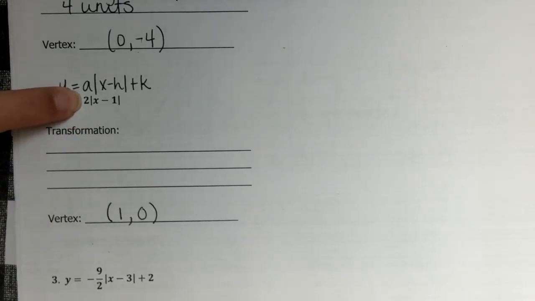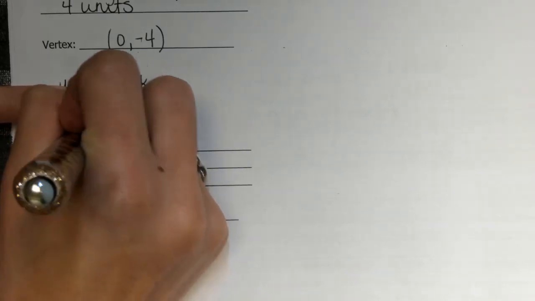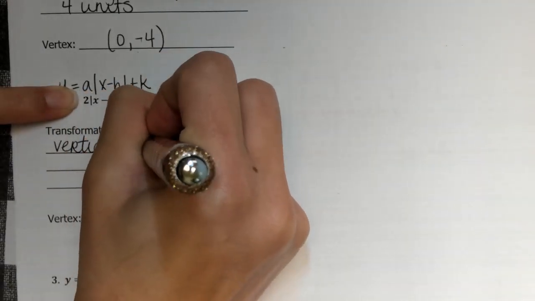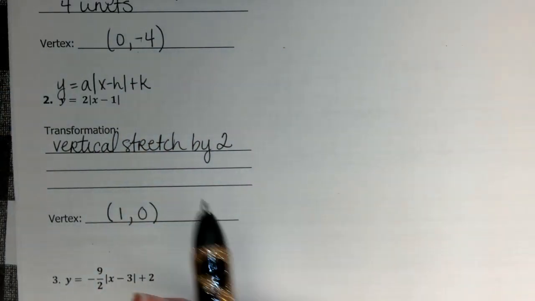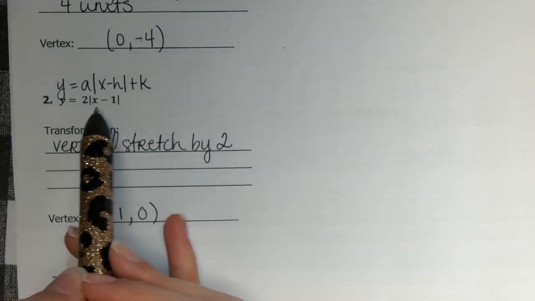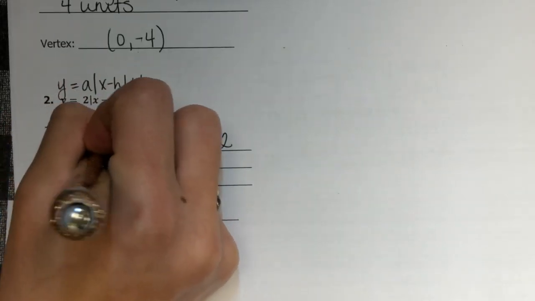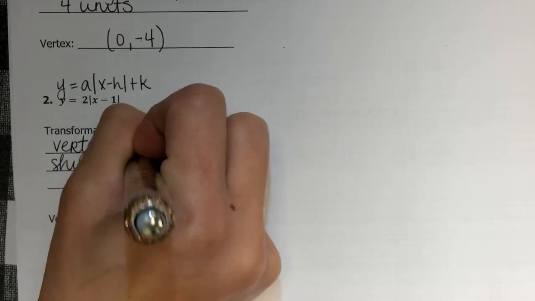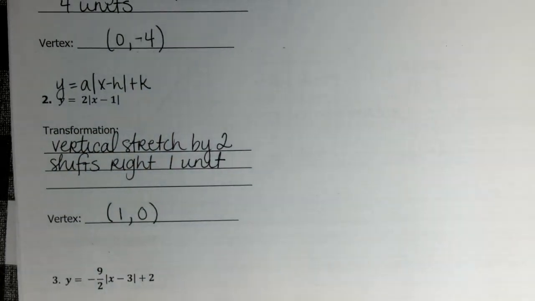What does that 2 tell me? Okay, vertical stretch. By 2. And then the x minus 1 tells me I'm really going where? Shifts right. 1 unit. Are y'all understanding why, if it happens to x, it goes left and right and not up and down? Because your x-axis is left and right. Okay?